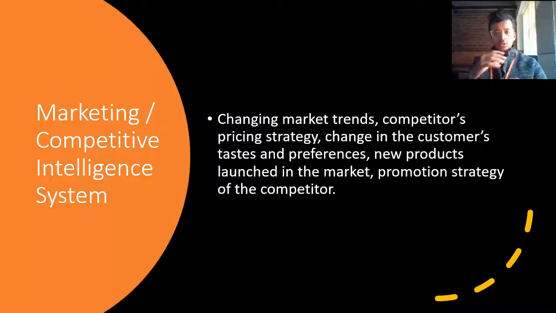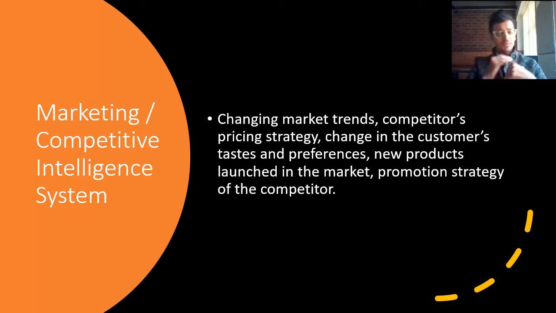So this is where marketing or competitive intelligence system comes into picture. So as we saw in the vehicle insurance case, we use internal records, in other words previous customer records, to figure out whether to make it easy for a new customer to buy or make it a bit more difficult, given that the customer already has a lot of history of bad driving.